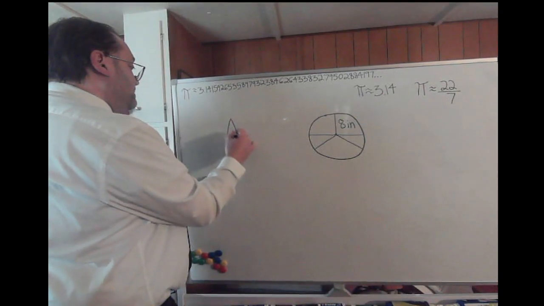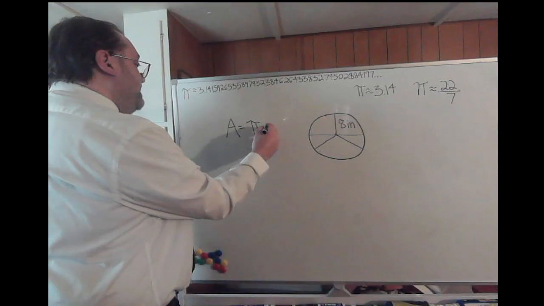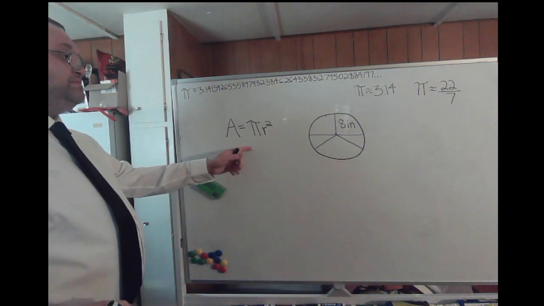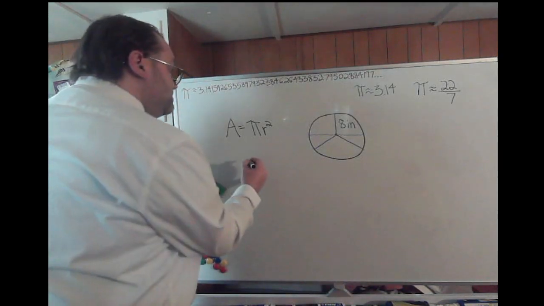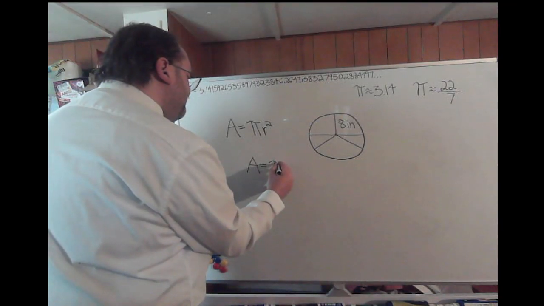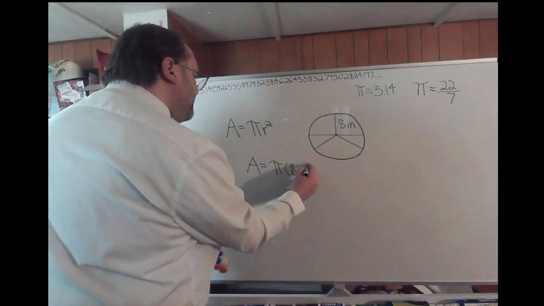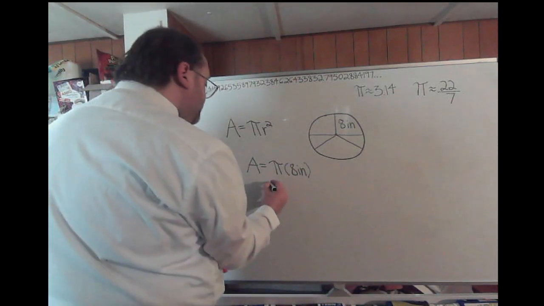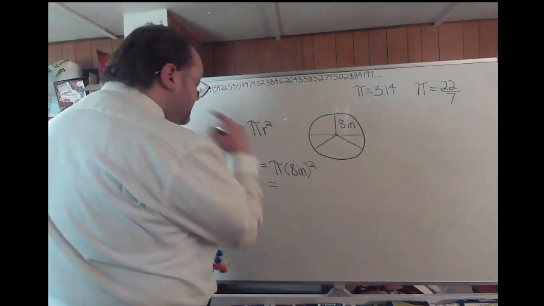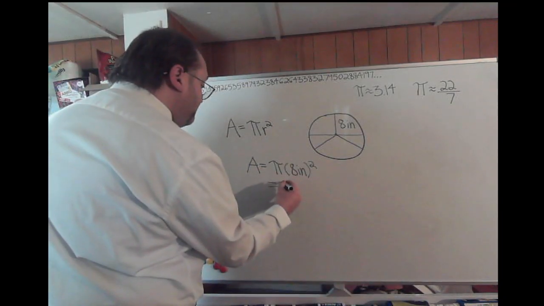The area formula is equal to pi times your radius squared. So the area of a circle is pi times the radius squared. So in this case, if we want to find the area of this circle, you're going to take pi, right, times your 8 inches squared, which is going to equal, almost forgot the square, which is going to equal, we want to do the exponents first because that comes first in your order of operations.